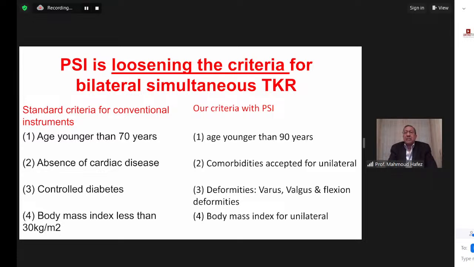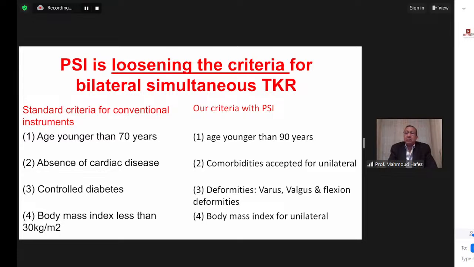So absence of cardiac diseases, as you can see, comorbidities here. If it is accepted by the anesthetist for a unilateral, they usually accept it for bilateral. So in this case, this criteria did not exist for our cases. The same for controlled diabetes. Once the patient is accepted for unilateral, the same for bilateral.